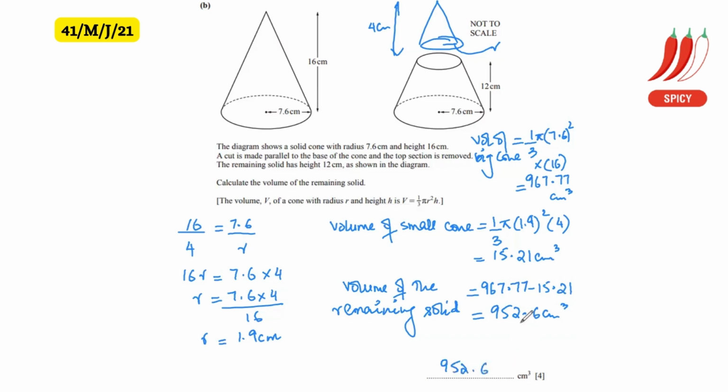So remember, in these cases, when you're cutting a cone into different shapes, the top cone is similar to the entire cone. So using the concept of similar shapes, you can find the radius of the smaller cone, use that to find the volume, then find the volume of the larger cone, subtract the two, and that gives you the volume of the remaining solid.